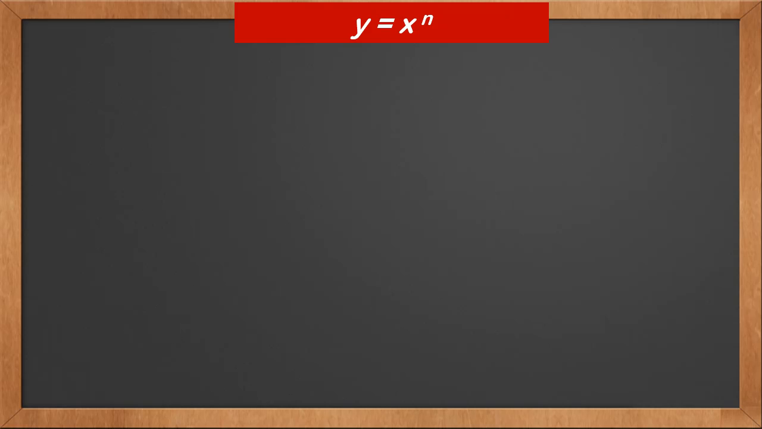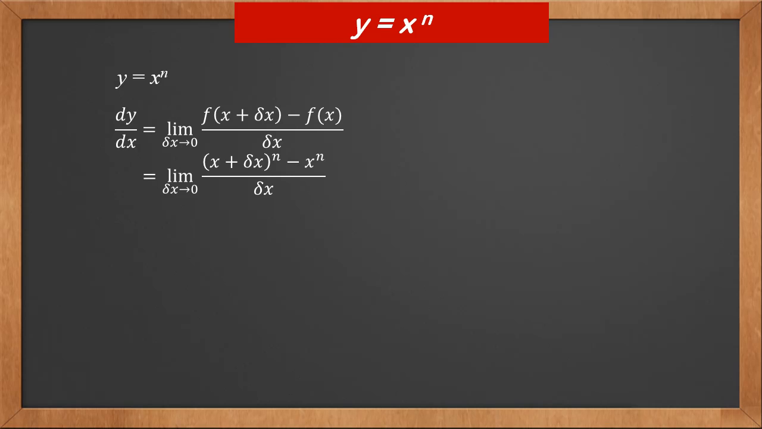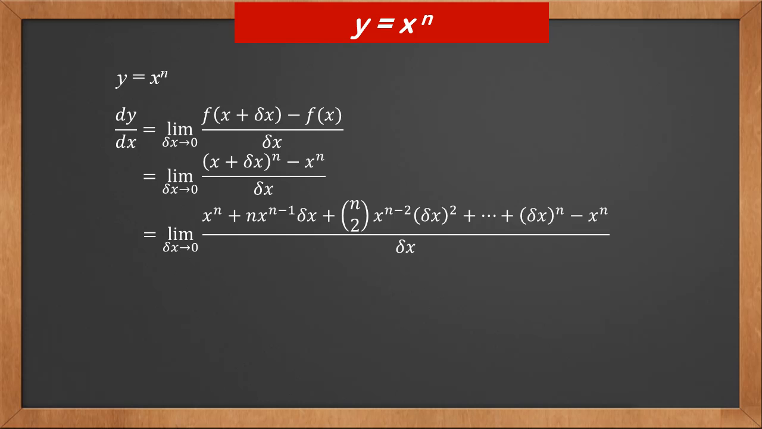We already knew the derivative of x squared is 2x. Now let's see how to differentiate x to power n. Again, we use the first principles. F of x plus delta x is x plus delta x to n. So the numerator is x plus delta x to n minus x to n. Using the binomial theorem, we can expand x plus delta x to n to x to n, plus nx to n minus 1 delta x, plus nC2 x to n minus 2 delta x squared, plus all the way to delta x to n.